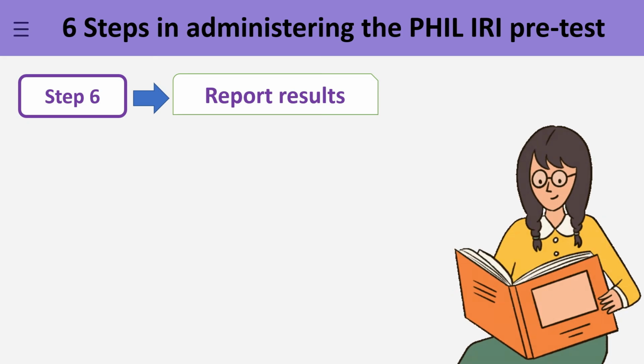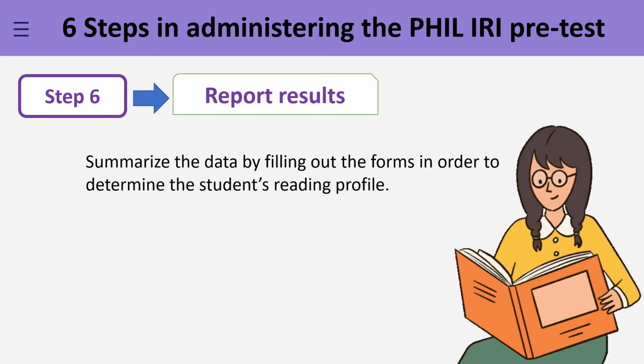Step 6. Report the results. Summarize the data by filling out the forms in order to determine the student's reading profile.